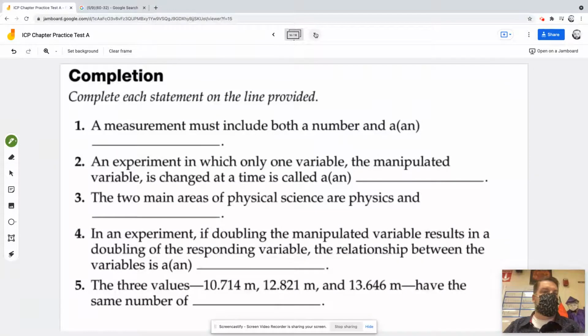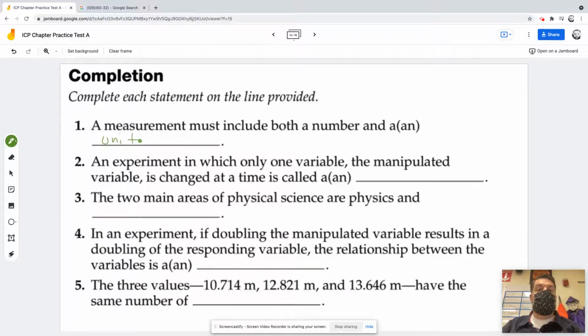All right. Completion. We got to complete these. What word goes in here? A measurement must include a number and a... You guys remember? Unit. Very good. Excellent.